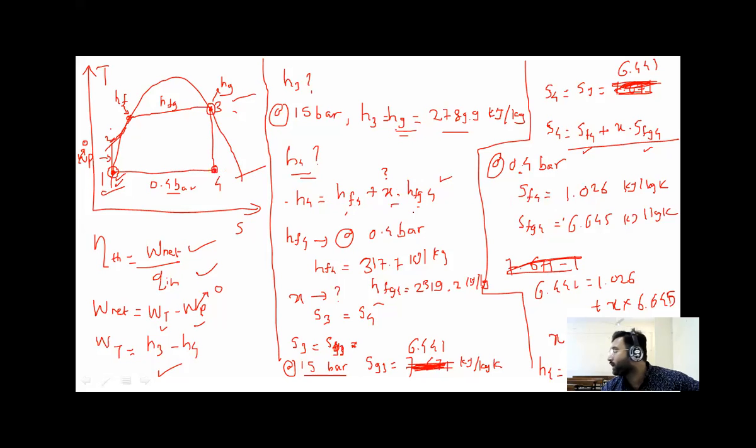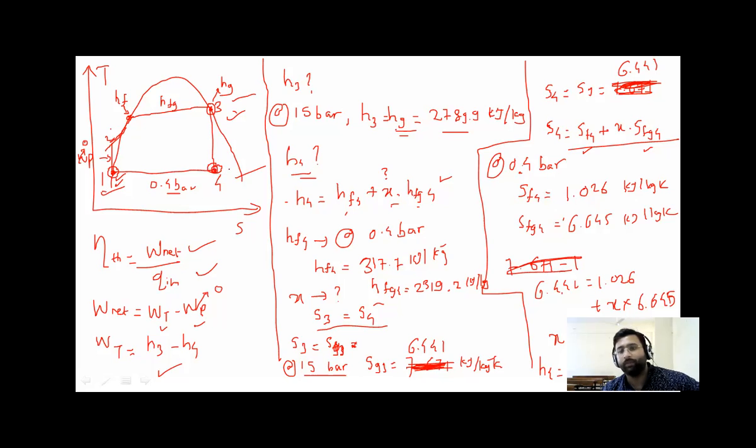In order to calculate dryness fraction, we took help of a relation, that is, this is an isentropic process. So entropy at point 3 will be equal to entropy at point number 4. So S3 is nothing but entropy at 15 bar at dry saturated condition. So S3 will be equal to SG3, which is 6.441. This will be equal to S4. Now S4 is entropy at point number 4. So how to calculate entropy at point number 4? This lies in wet region.